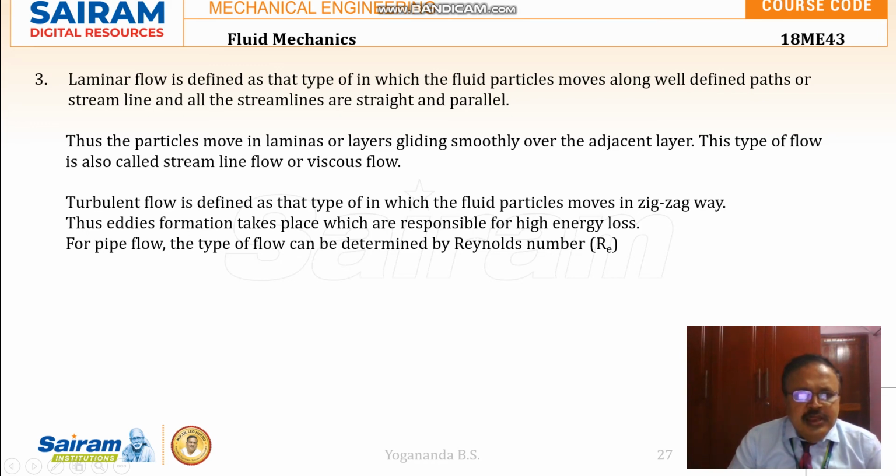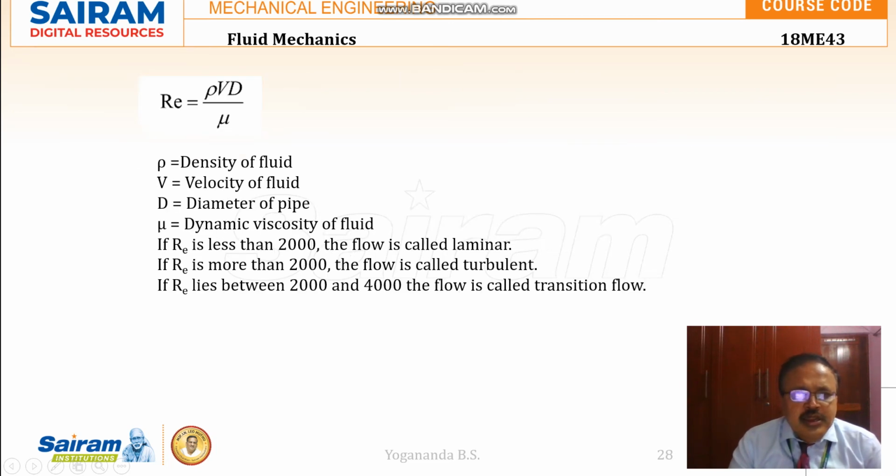Whether the flow is laminar or turbulent will be decided by the Reynolds number, which is given by the ratio rho V D by mu. Rho is density, V is velocity, and D is the diameter of the pipe in which the fluid is flowing. Mu is the dynamic viscosity of the fluid. If Reynolds number is less than 2000, the flow is called laminar. If it is greater than 2000, the flow is called turbulent. If Reynolds number lies between 2000 and 4000, it is transition flow.